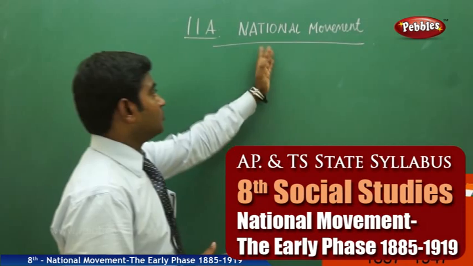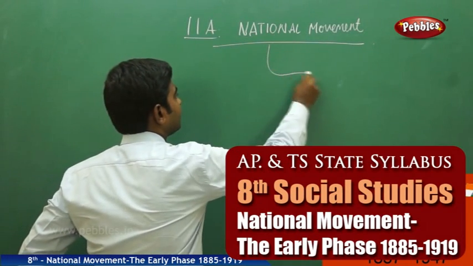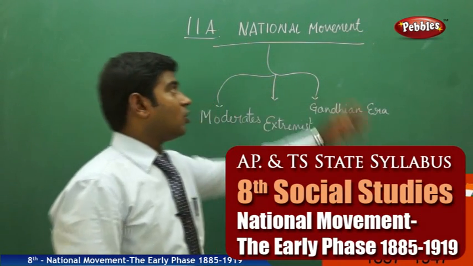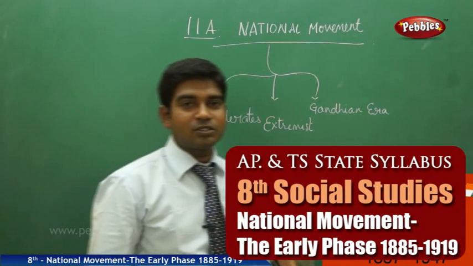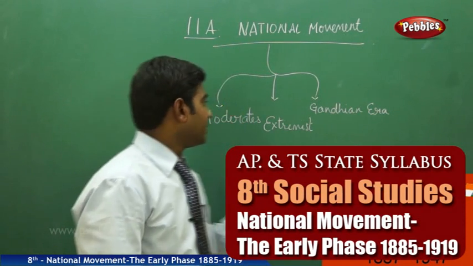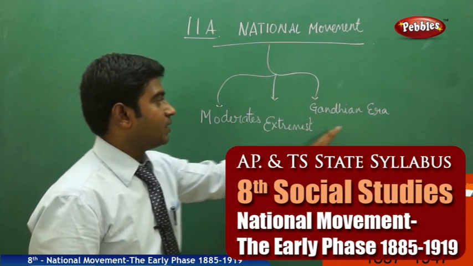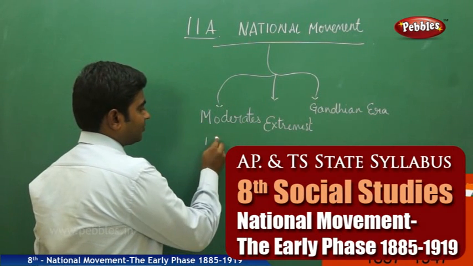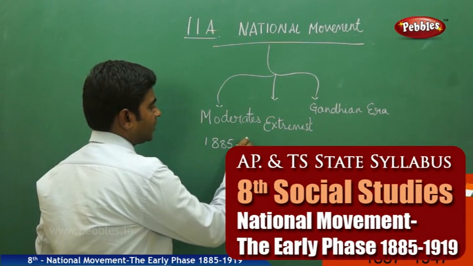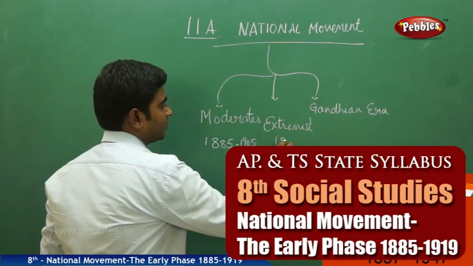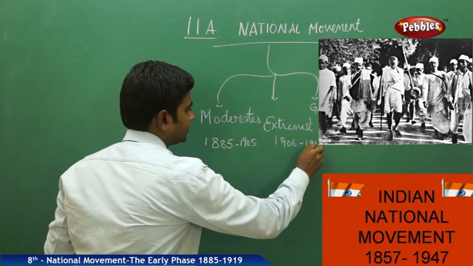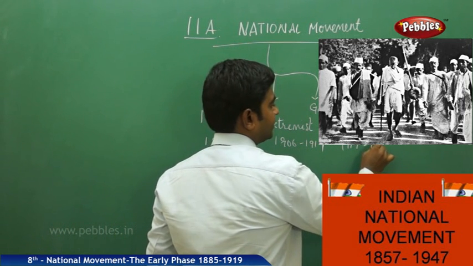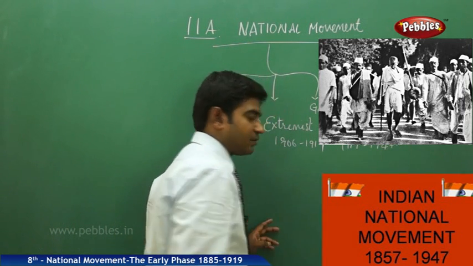So moving into the Indian national movement, it has been divided into three different parts. The Indian freedom struggle has been divided majorly into the moderates era, the extremist era and the Gandhian era. These three divisions are again categorized into periods: the initial period from 1885 to 1905, then from 1906 to 1919, and the final stage from 1919 to 1947, till the attainment of Indian independence.